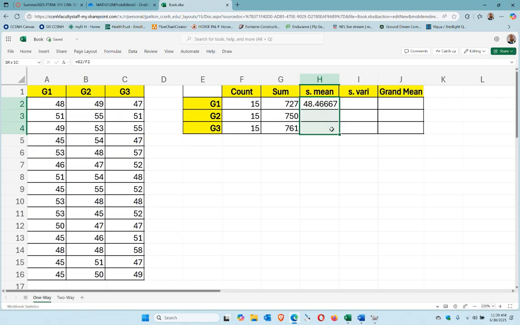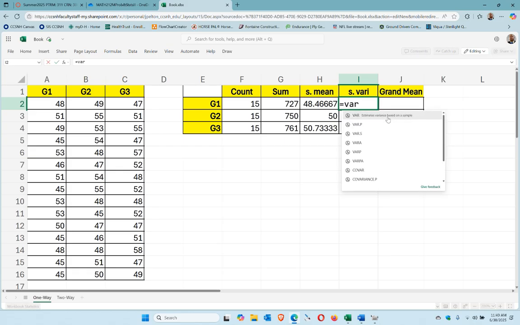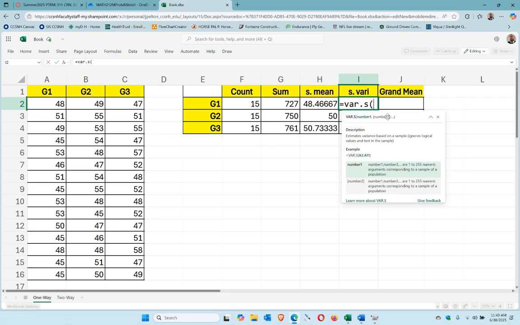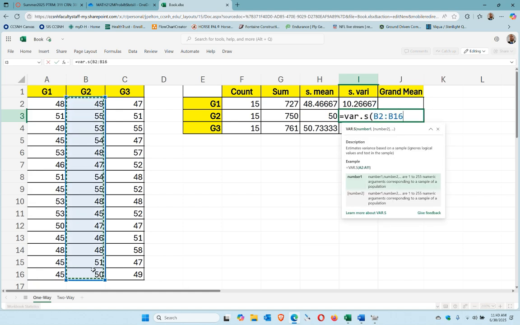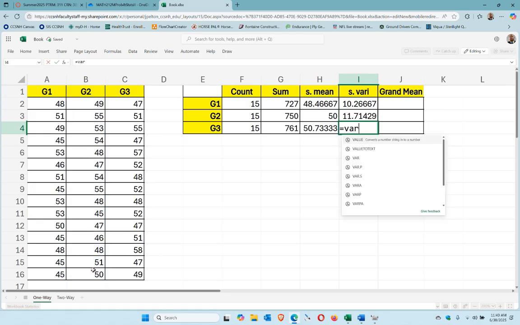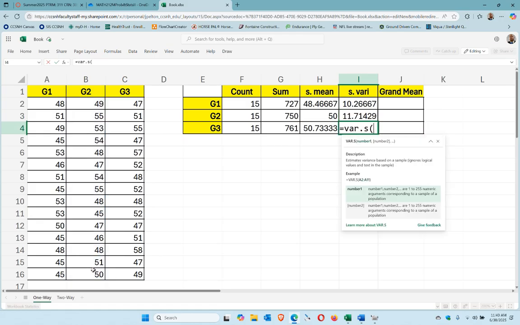Drag that down. There's the sample means for each one, which are different, but we want to know if the population is different. These are only samples. Okay, so variance dot sample. So group 1 variance, variance dot sample, group 2 variance, variance dot sample, and group 3 variance.